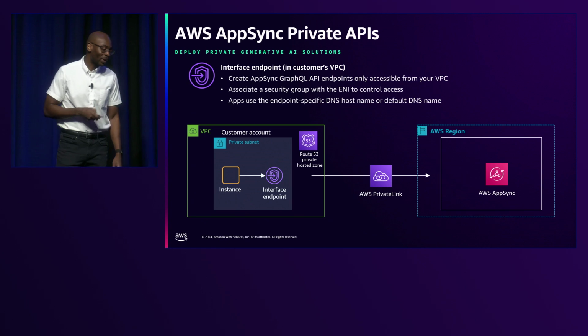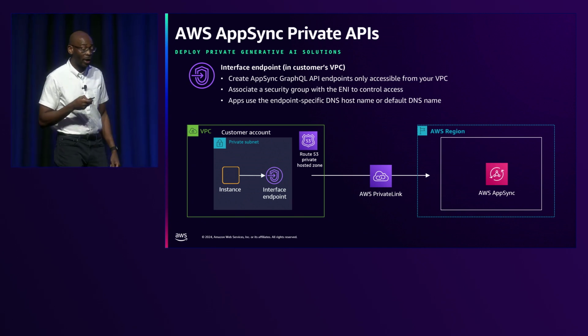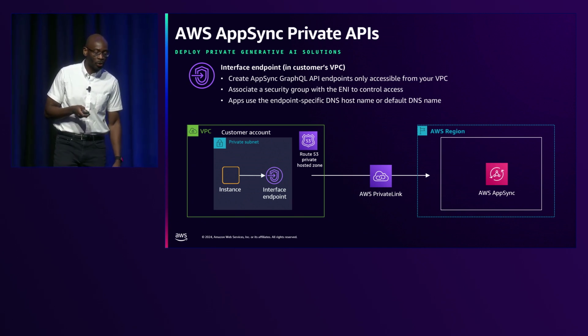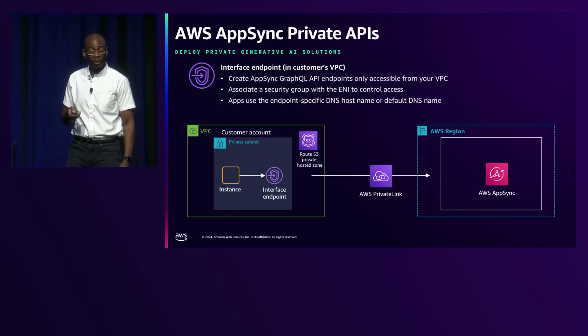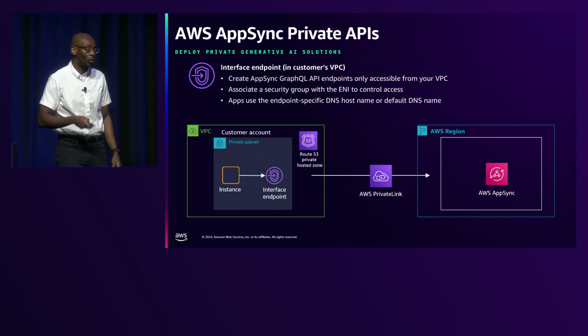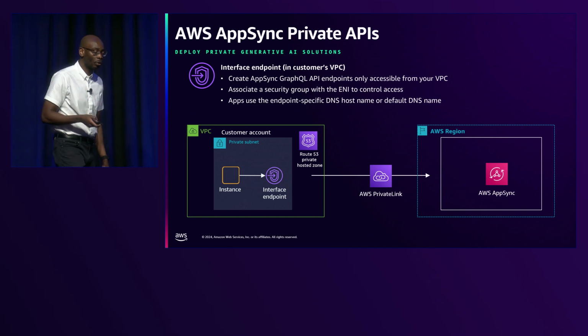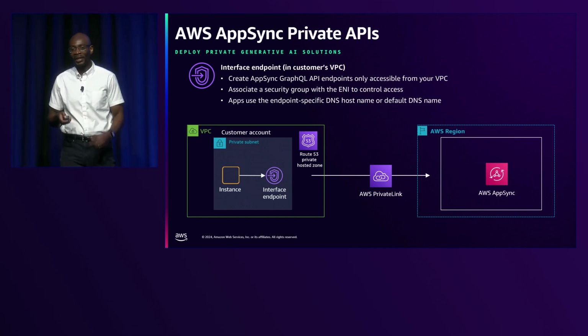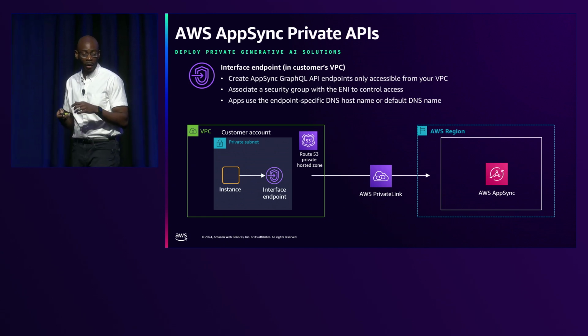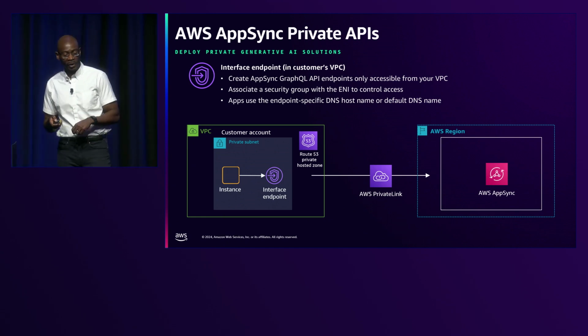Another great thing about AppSync is that it provides enterprise-grade security features. So you can use things like private APIs. We have a lot of customers today that are building generative AI solutions that are only meant to be used internally by their internal staff and users. With private APIs, you can create APIs that are only accessible inside your internal VPC.